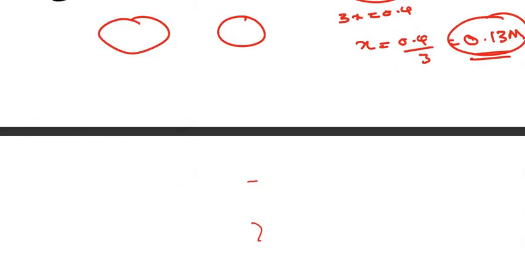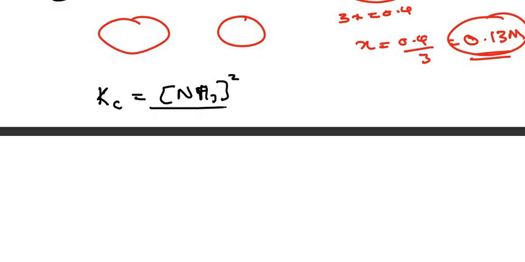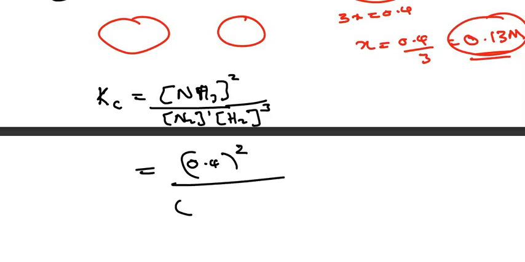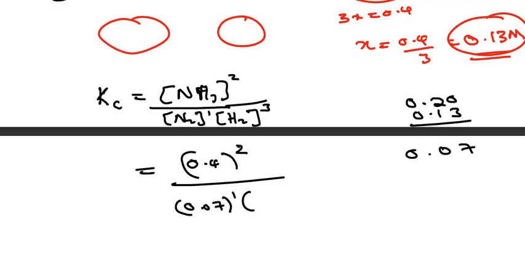So your Kc, the expression first of all, will be the ammonia concentration to the power 2, then down you're having nitrogen to the power 1 and hydrogen to the power 3. So this is how you get your Kc. The concentration there is 0.4 squared. Then the concentration of nitrogen is 0.2 minus 0.13. Is this correct? Yeah, this is 0.07. I don't have a calculator, so hope you're able to calculate this.